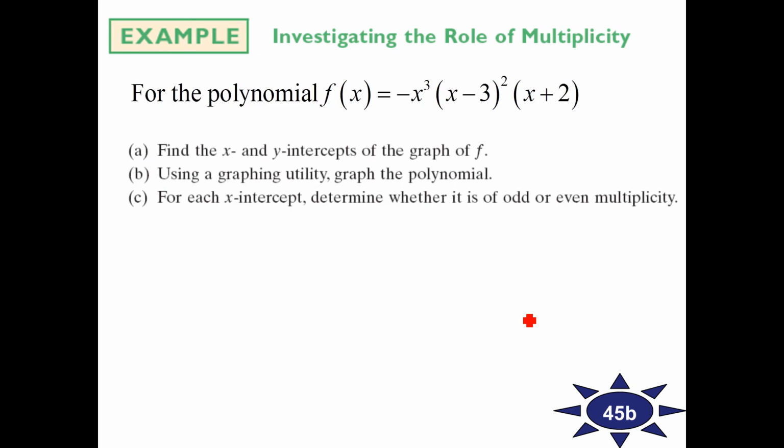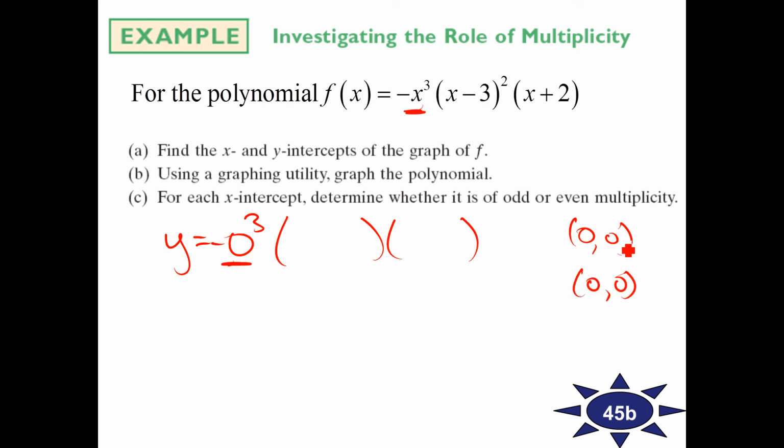Alright, let's graph this. So find the x and y intercepts. The y-intercept is going to be fairly easy. For the y-intercept, we make x 0. Negative 0 cubed, and I'm going to stop right there. Negative 0 times anything is going to be 0. So I know that 0, 0 is on this graph. Let's find the other intercepts. So the x-intercepts: 0, 0 again, we already have that, 3, comma 0, and negative 2, comma 0.